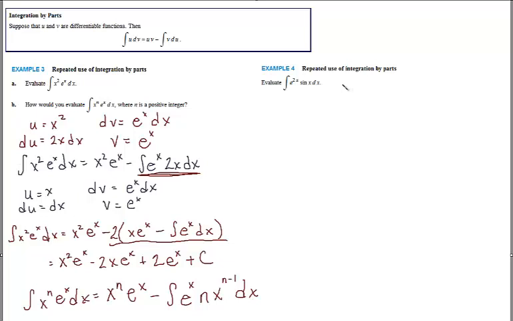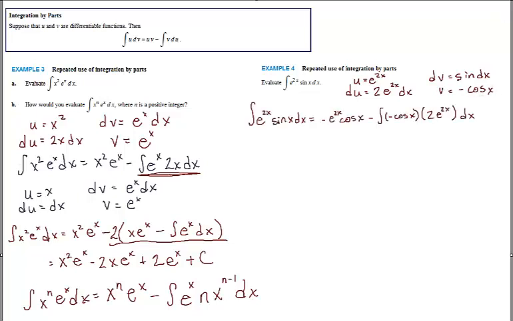For this one, I'm going to choose my u to be e to the 2x in this case, and that means that du equals 2e to the 2x dx. Seems kind of sticky, but we're going to do it anyway. I'm going to let dv equal sine x dx. That means that v is minus cosine x. Alright, I'm going to substitute that in.